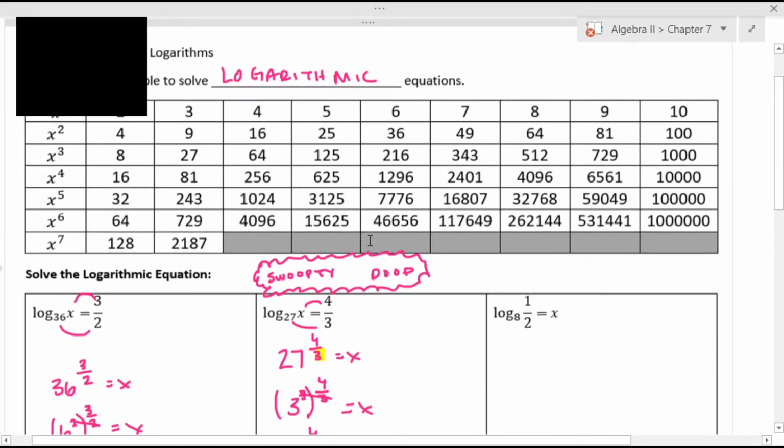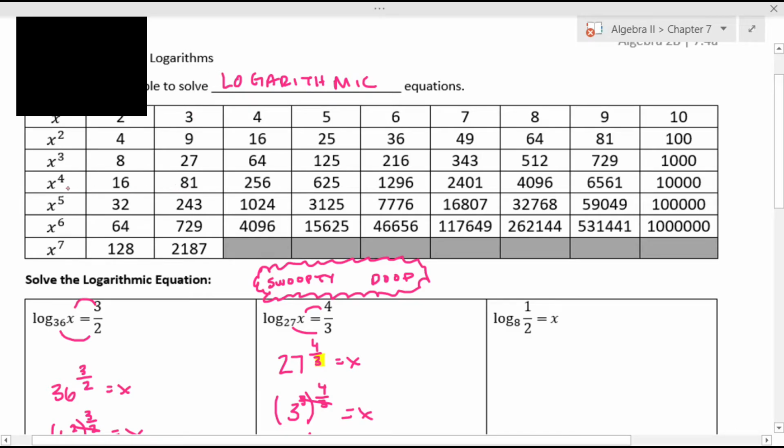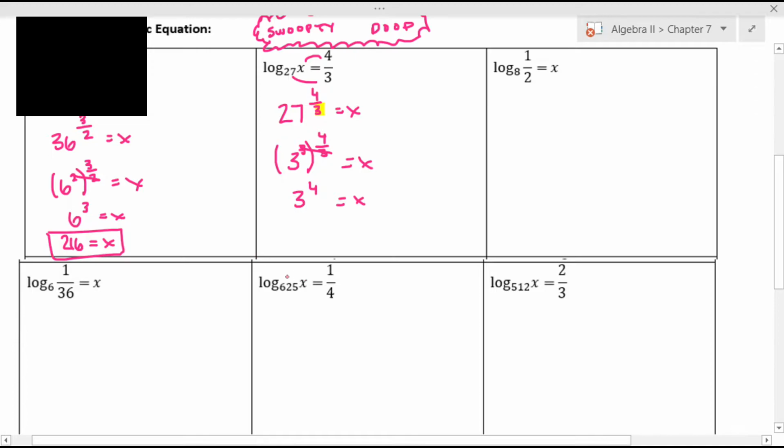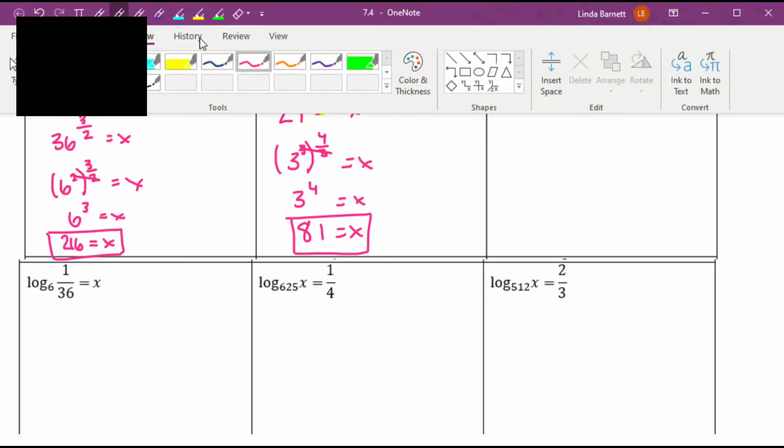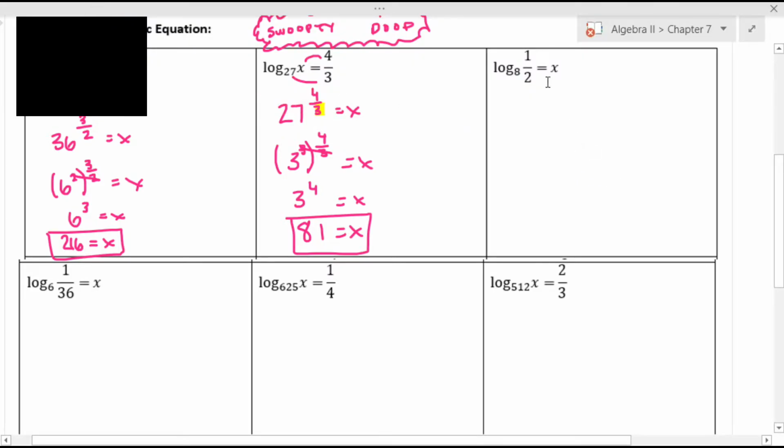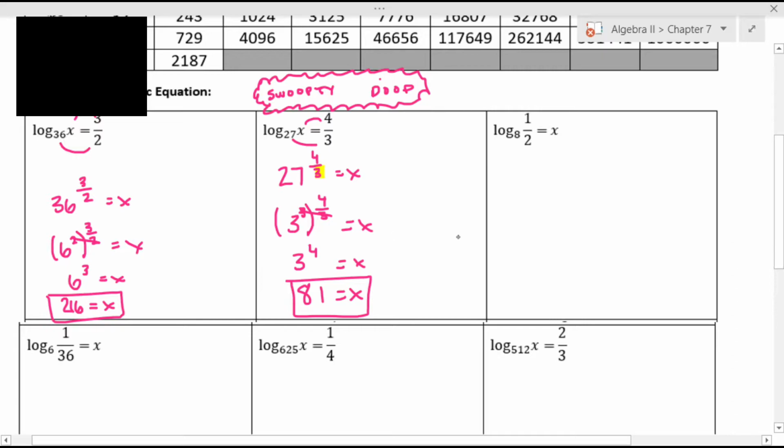And I'm going to use my chart and look at 3 to the 4th. You might not be able to see it because of that box, but it's 81. 3 to the 4th is 81 is equal to x. All right, let's change colors because I can. Blue. All right, so again, swoop-de-doop method.